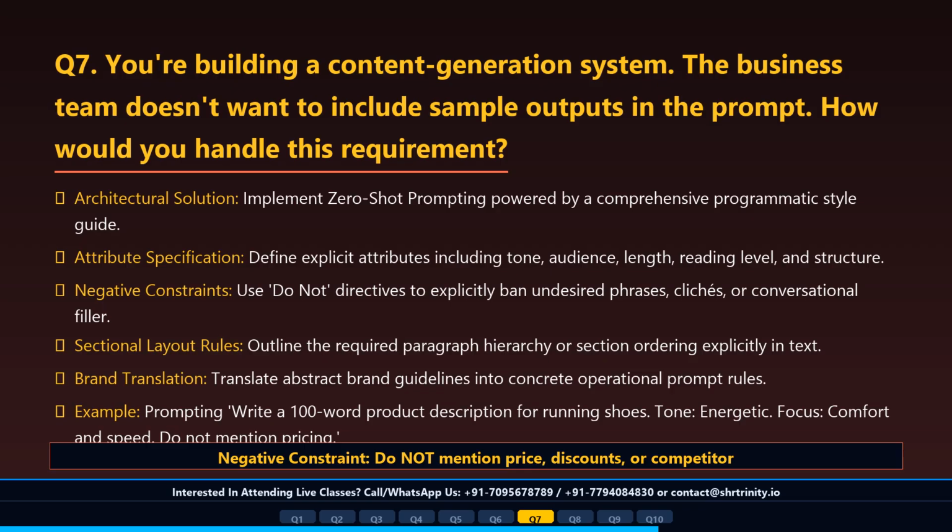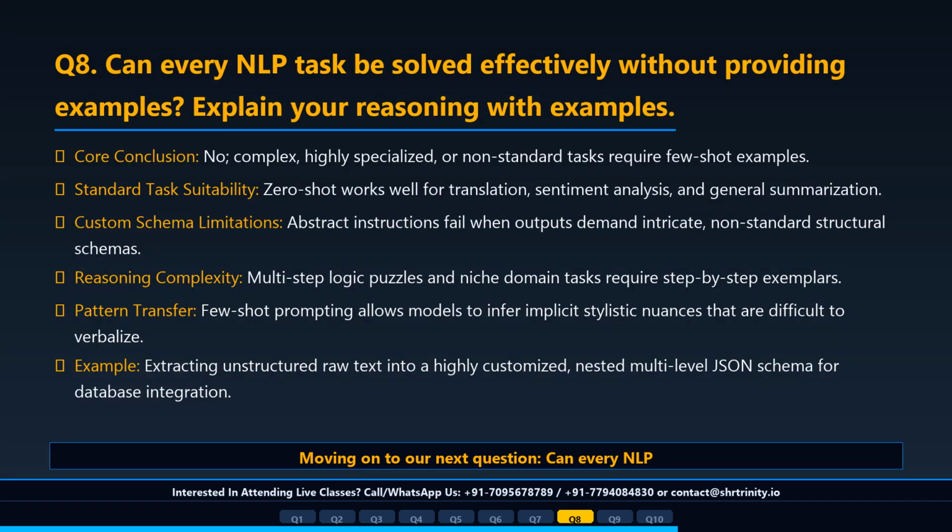Negative constraint: do not mention price, discounts, or competitor brands. The LLM follows these boundary conditions precisely, generating on-brand copy without ever needing reference samples. In an interview, emphasize that mastering negative constraints and clear structural boundaries allows you to maintain strict brand consistency using pure zero-shot prompts. Moving on to our next question, can every NLP task be solved effectively without providing examples?